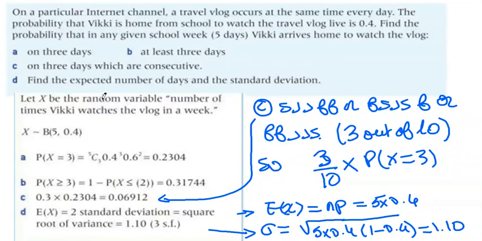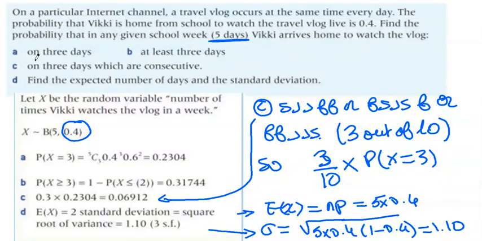On a particular internet channel, a travel vlog occurs at the same time every day. The probability that Vicky is home from school to watch the travel vlog live is 0.4. So I know that here is 0.4. Find the probability that in any given school week, 5 days, it means n is 5. Now I defined my binomial probability distribution, the random variable. So Vicky arrives home to watch the vlog. So let x be the random variable number of times Vicky watches. So I have it, it's defined.